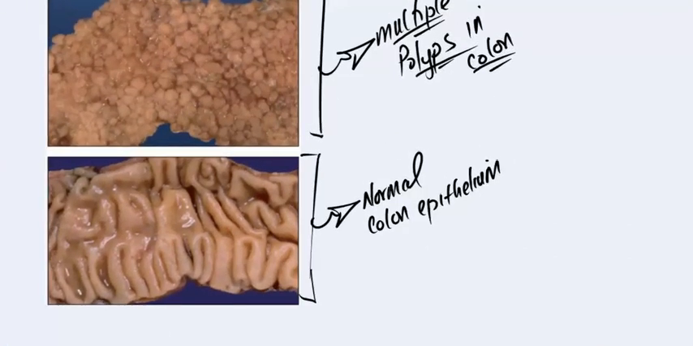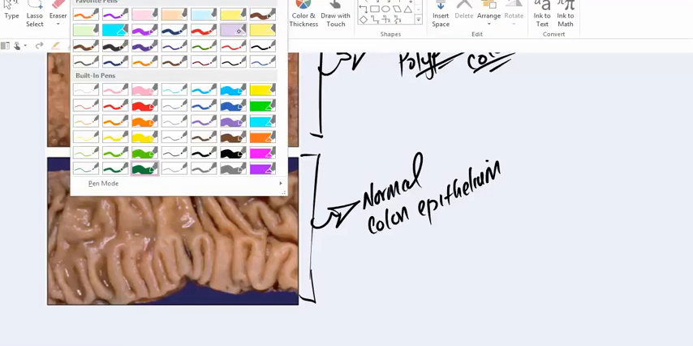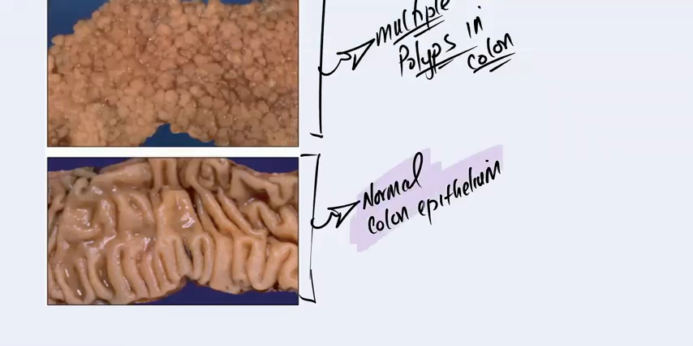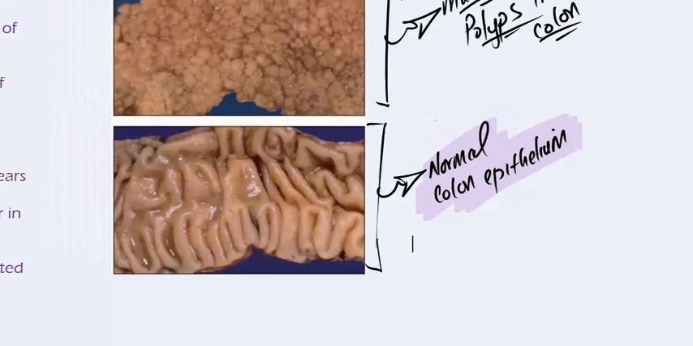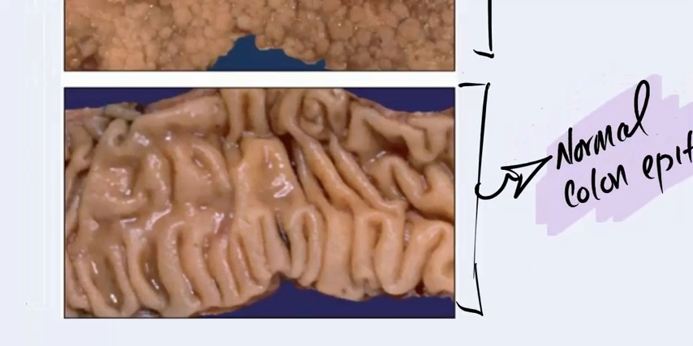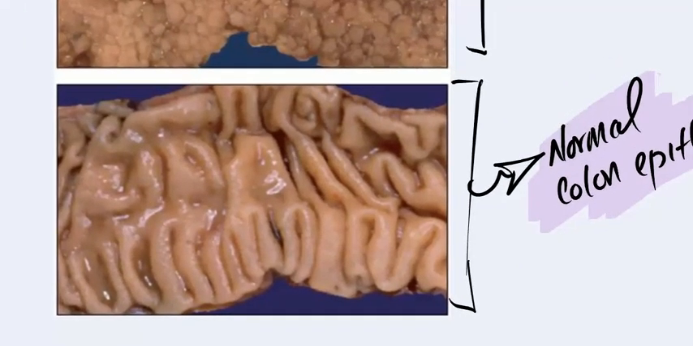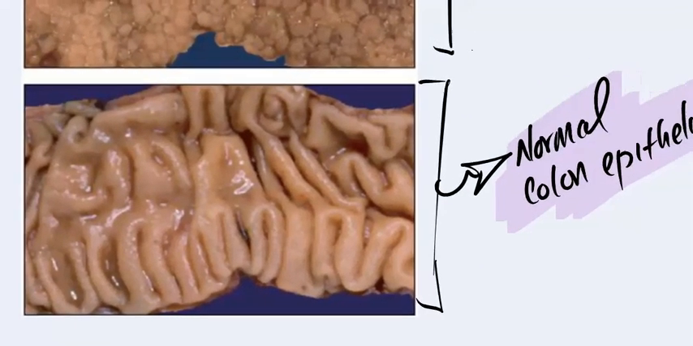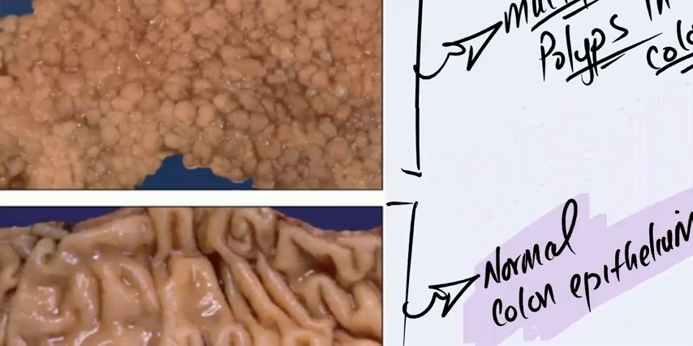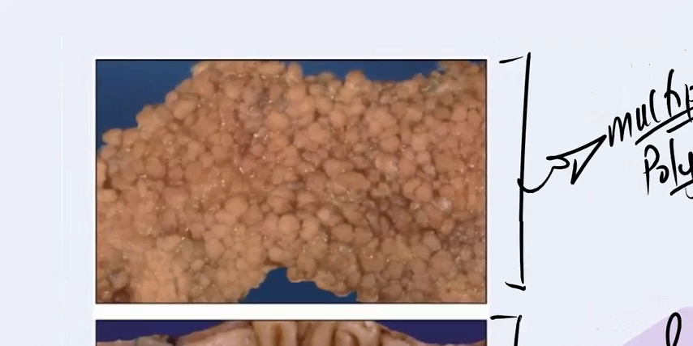Okay, so what are we seeing here? So we're seeing the normal colon epithelium here, right? This is from lecture. So this kind of looks bad. Okay, so this is the normal colon epithelium, and now this is some crazy stuff.